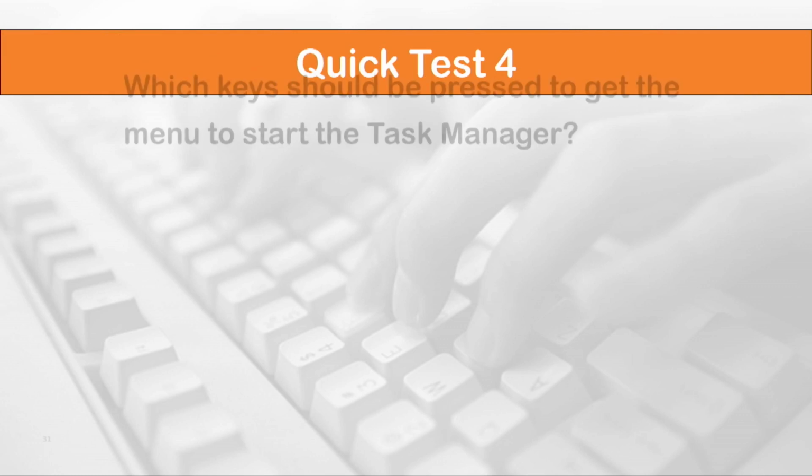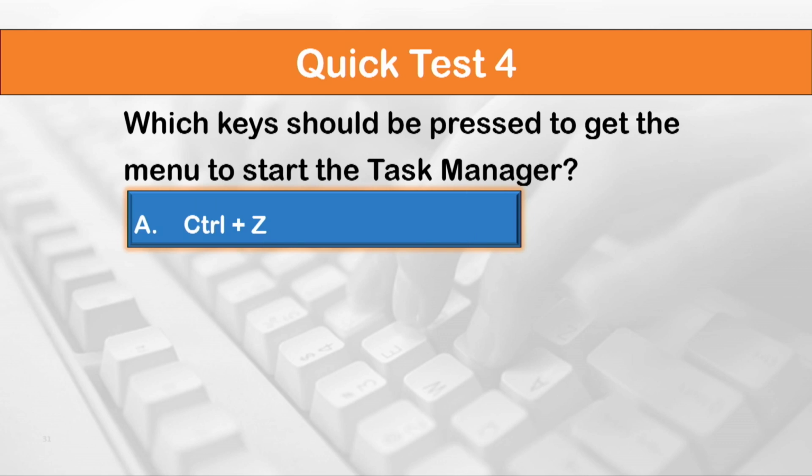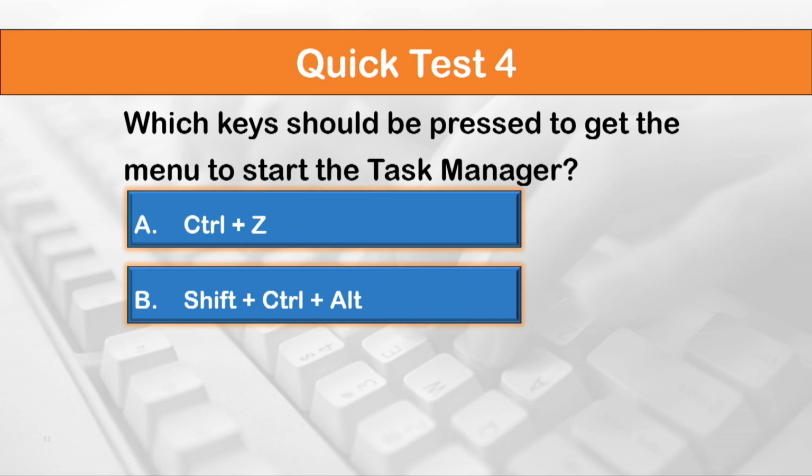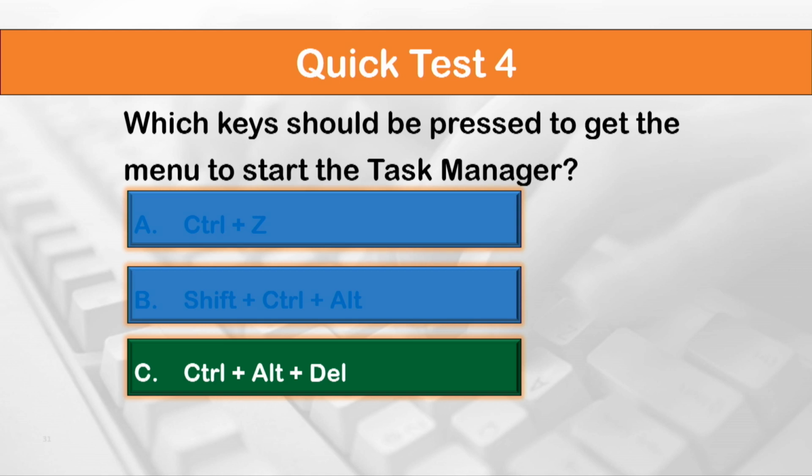Question 4. Which keys should be pressed to get the menu to start the Task Manager? Option A. Ctrl Z. Option B. Shift, Ctrl and Alt. Option C. Ctrl, Alt and Delete. The answer is C. The Ctrl, Alt and Delete keys are pressed to get the menu to start the Task Manager.